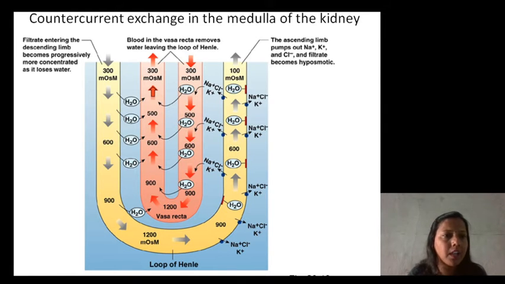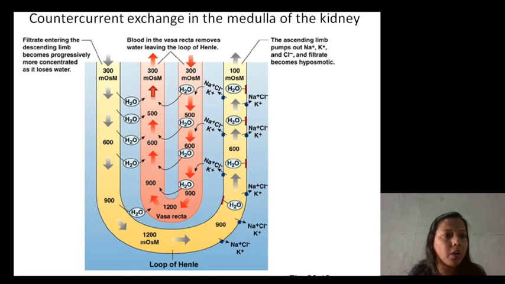See here, the outer U-shaped tube is the loop of Henle. The first one is the descending limb of the loop of Henle and here is the ascending limb of the loop of Henle. And in between these two, there is a U-shaped tube which is the vasa recta, which is nothing but a blood capillary.